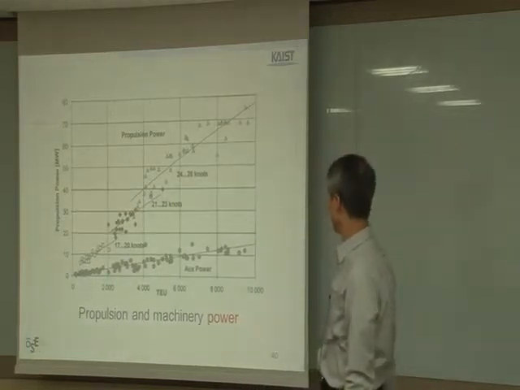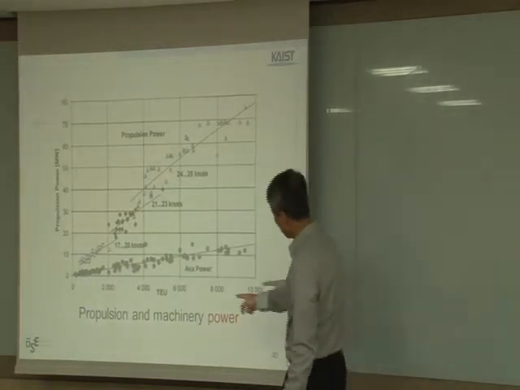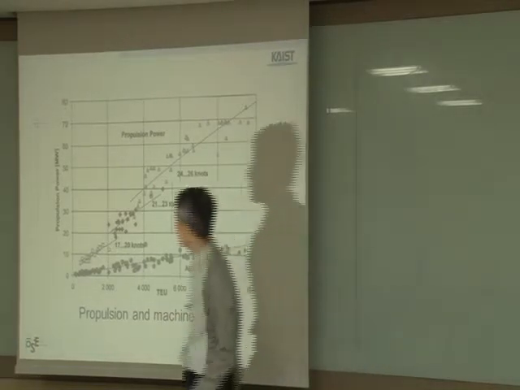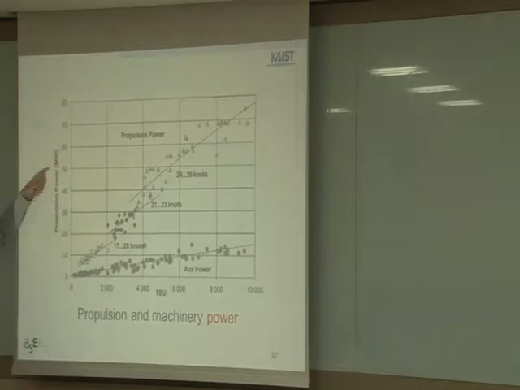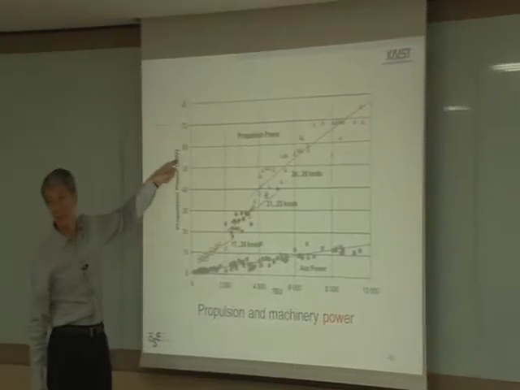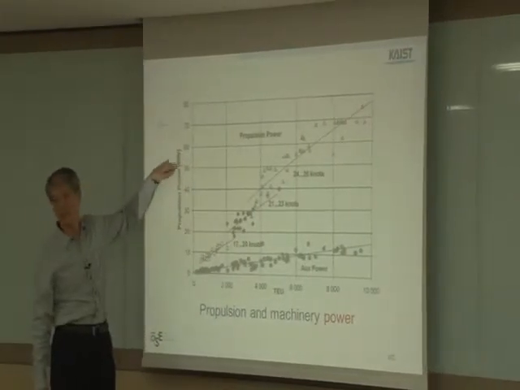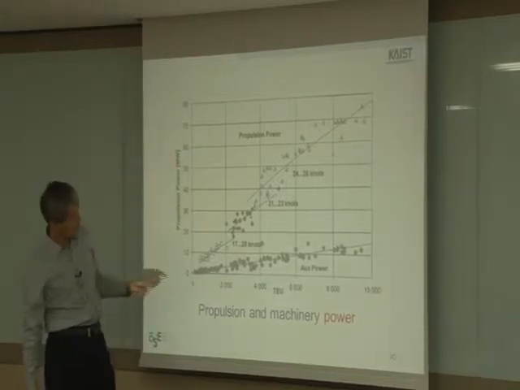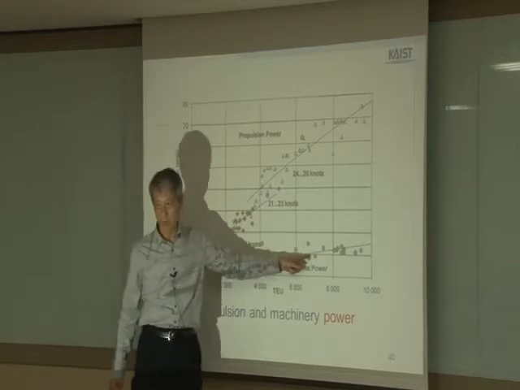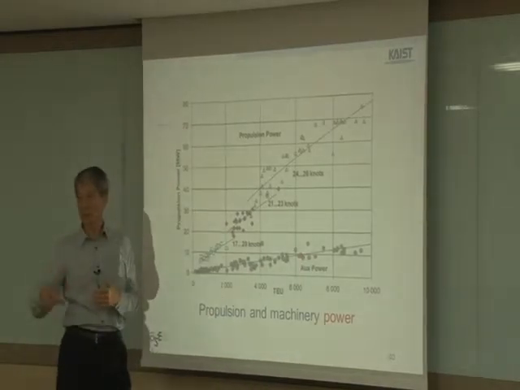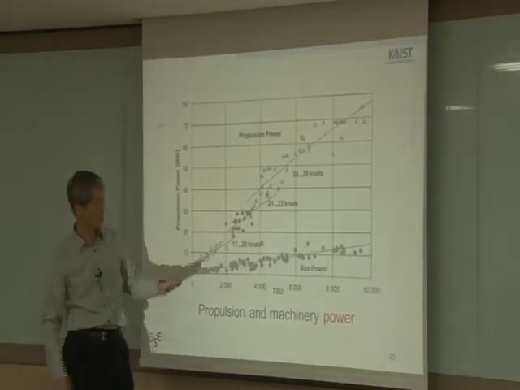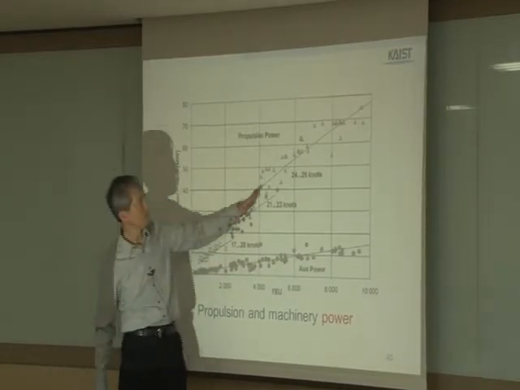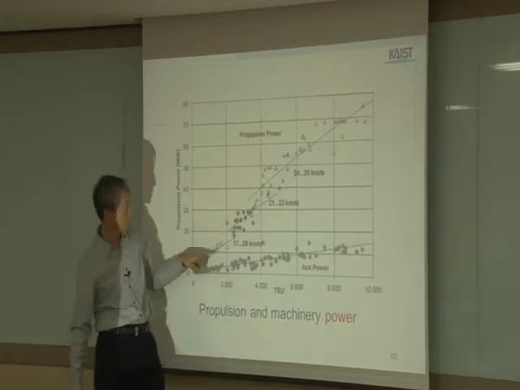Propulsion and machinery power: you can see here is TEU, so these are big ships, and then propulsion power in megawatts or horsepower. Megawatts and horsepower can be converted by unit conversion. Auxiliary power is only for electricity generation, not for main propulsion, so there is only a small increase. But this is the main propulsion power.